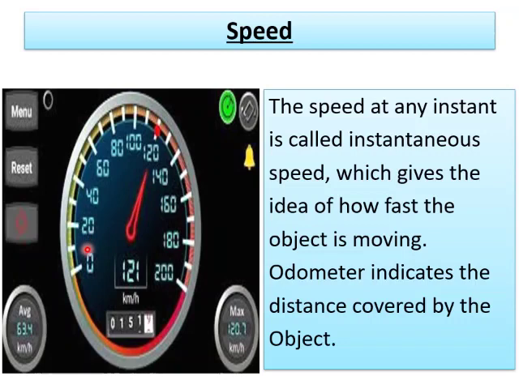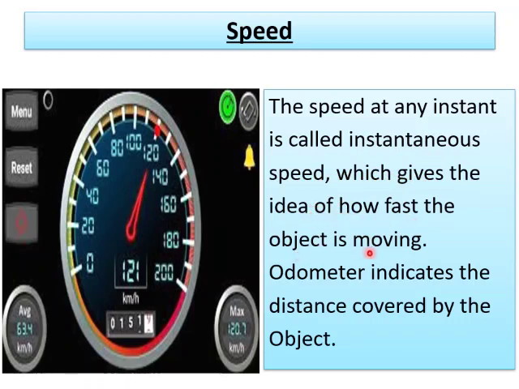Now, if you are traveling in a car and want to know the speed at that particular instant, you see here a pointer indicating the speed at that particular instant of time. Here the maximum speed the car is traveling is 120.7. The speed at any instant, meaning at that particular time when you are looking at the speedometer, is called instantaneous speed, which gives the idea of how fast the object is moving.